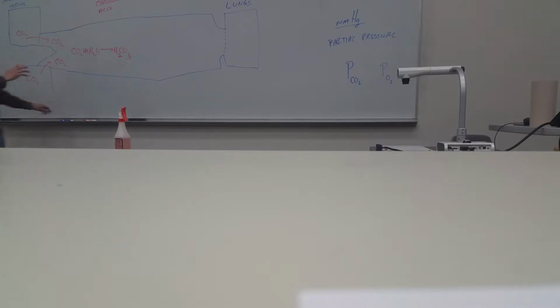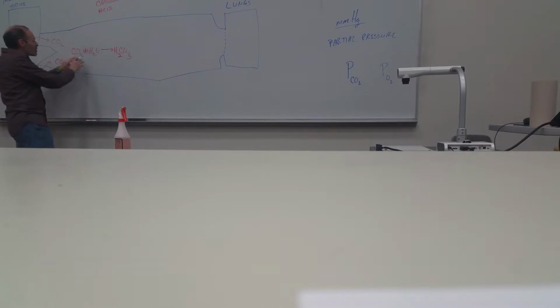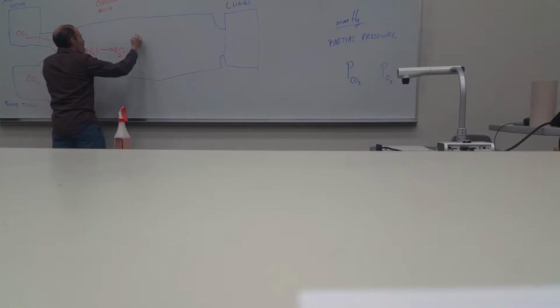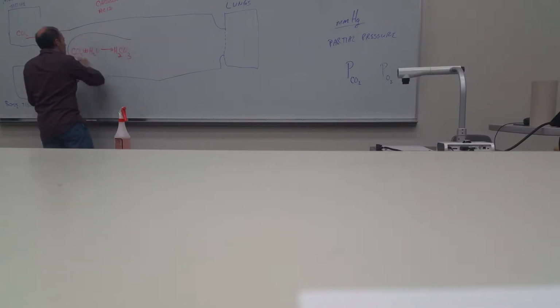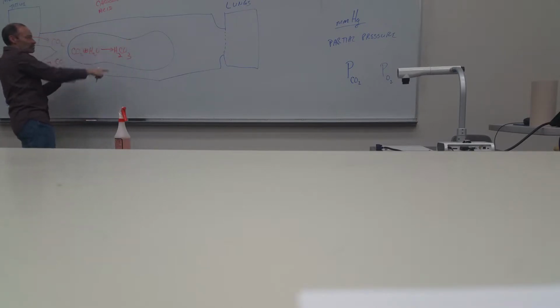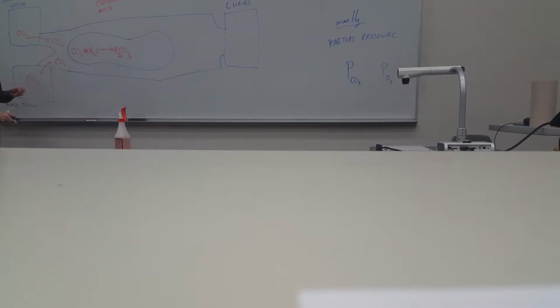Well, watch what really happens here. This occurs, but the CO2 and water really react with each other while they are in a red blood cell. That blue sort of oval-shaped thing that I just drew is supposed to represent a red blood cell. There are trillions of them in your circulatory system. They're not really that big. That's just one of them, okay?